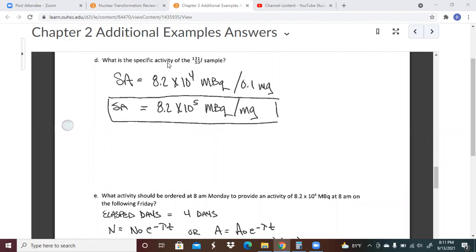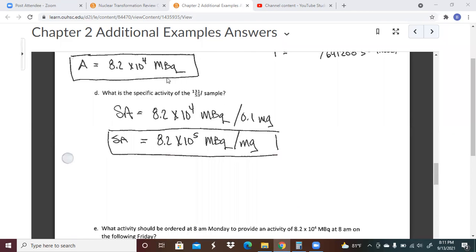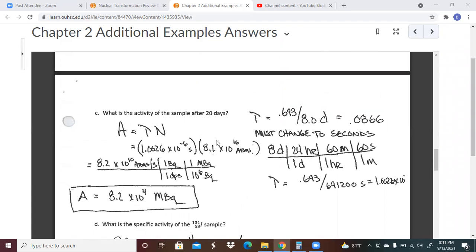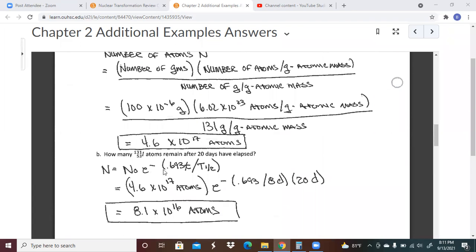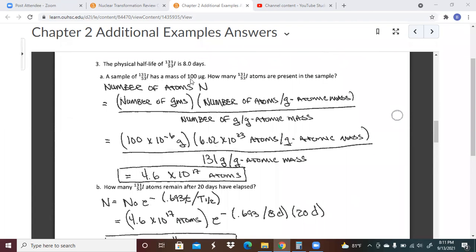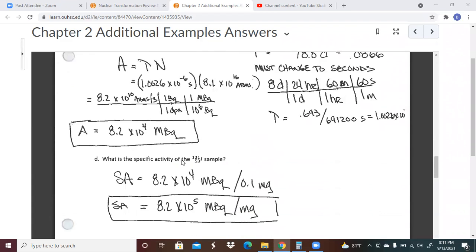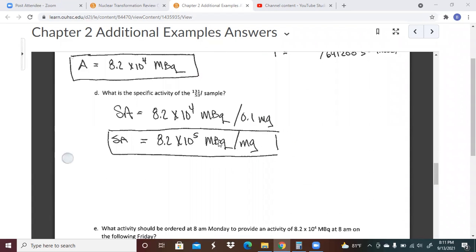So what is the specific activity of this? The specific activity, again, we take the activity that we have here, we divide it by the number of grams that we have, which ends up being 0.1, and we come up with this.